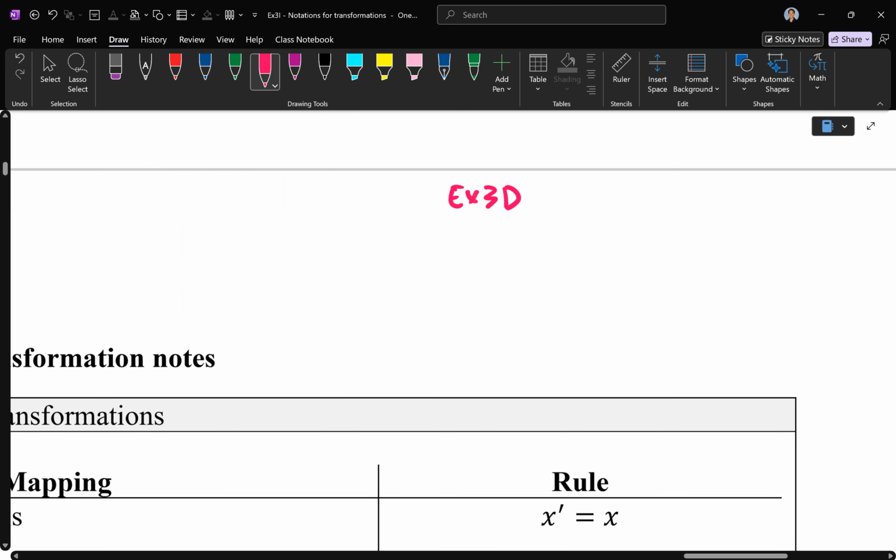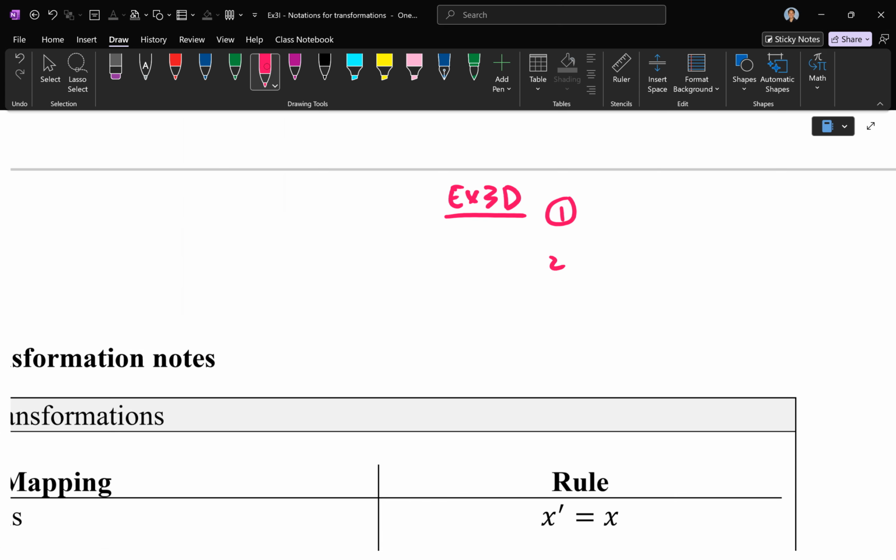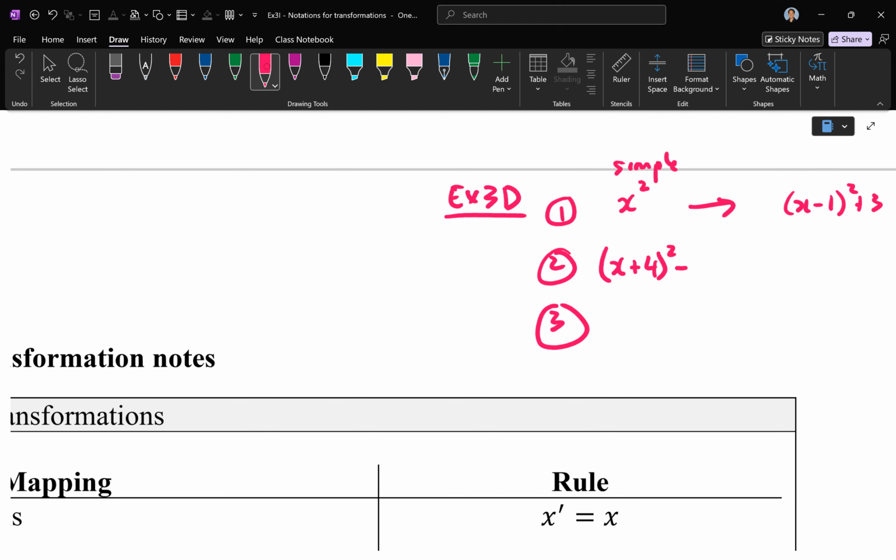When you're doing exercise 3D, and if you do any past exam questions, 3D has three scenarios. You either go from a simple equation, and then you transform to a complex one, so for example, (x - 1)² + 3. Then you have to figure out that equation. Versus, you might go from complex, so let's say (x + 4)² - 1/2, to x². So you go from complex to simple.